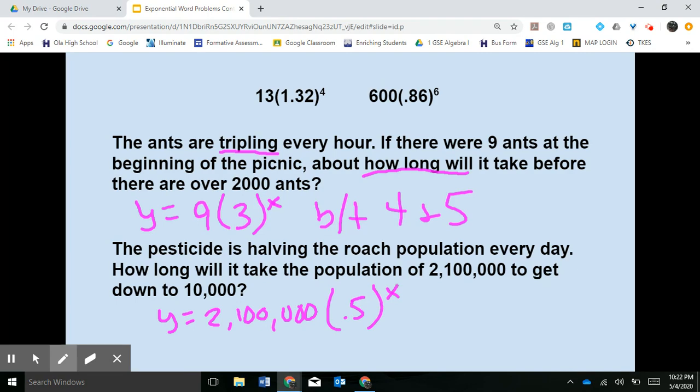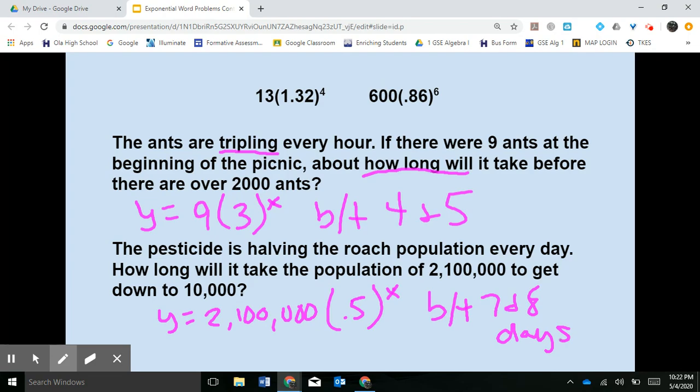So there's our formula for that. Now the question is how long will it take? I'm going to take my calculator and plug in numbers for X until I get below 10,000. I started off with 5. It was way too high. So I kept going up: 6, 7, and then 8. 7 is at 16,000, 8 is 8,000. So I know it's going to take between 7 to 8 days to get down below 10,000.